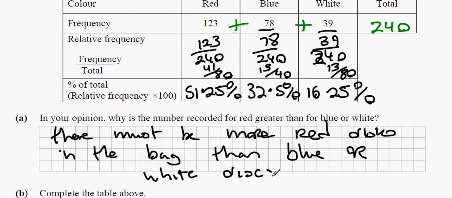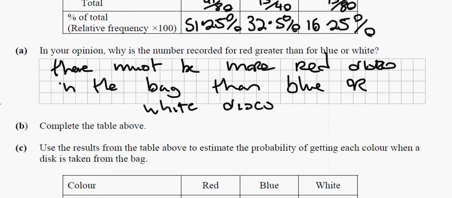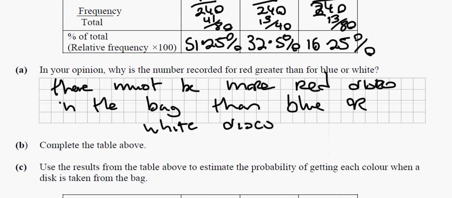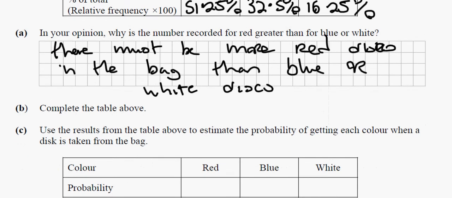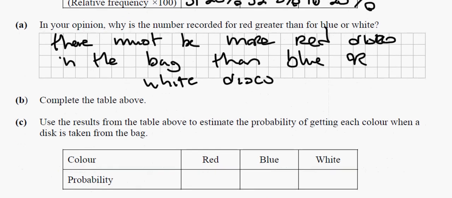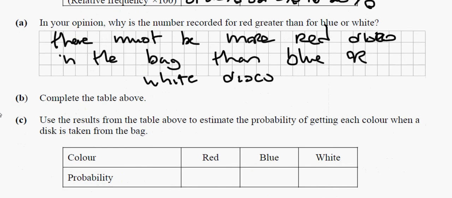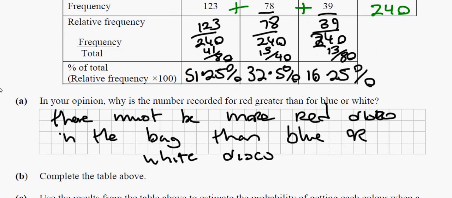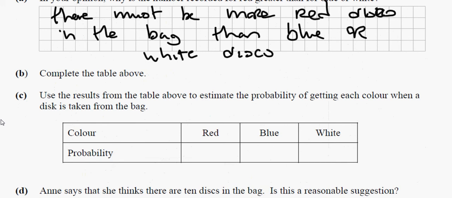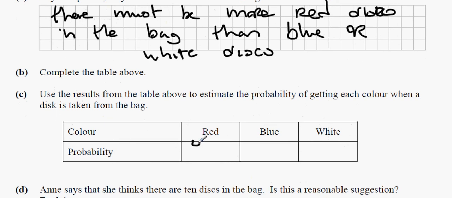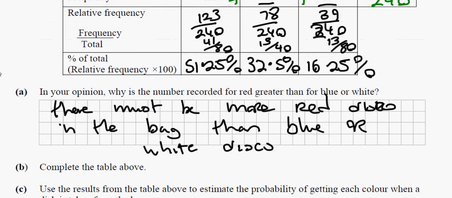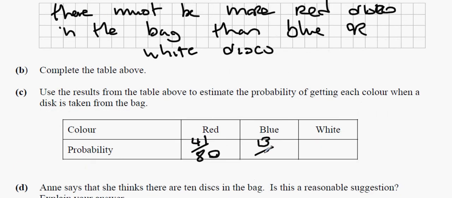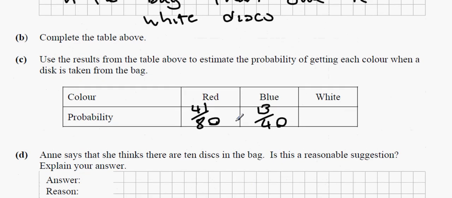Discs with a C, okay? Complete the table above. We just did that. Use the results taken from the table above to estimate the probability of getting each color when a disc is taken from the bag. Okay, so we actually did estimate that it's going to be 41 out of 80. This one here is 41 out of 80. The next one is 13 out of 40. And the one after that would be 13 out of 80. Okay.